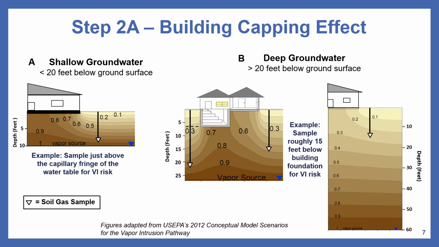Therefore, for buildings with slab-on-grade or basement foundations, vapor-forming chemical concentrations collected from exterior soil gas samples located at deeper depths are less likely to underestimate sub-slab soil gas concentrations compared to shallower exterior soil gas samples. Figures on this slide test conceptual model scenarios for the vapor intrusion pathway considering the slab capping effect.